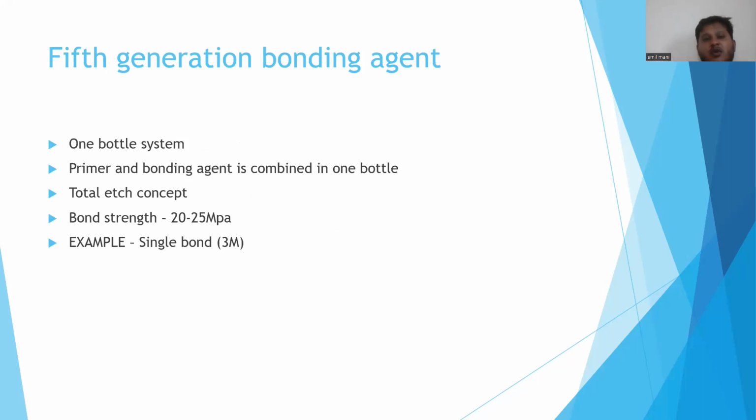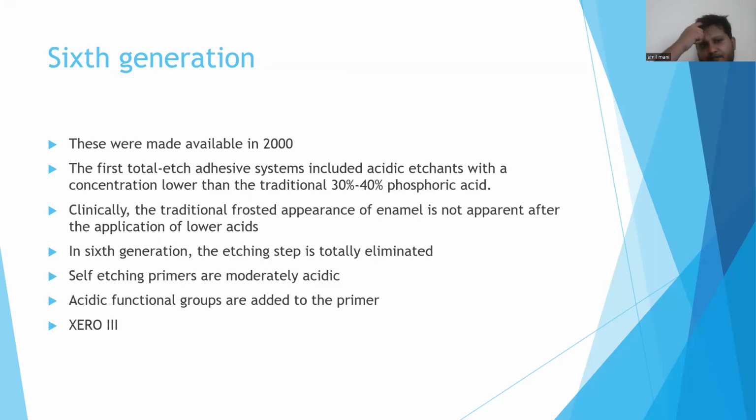In the fifth generation bonding agent, they used a one-bottle system. Primer and bonding agent are combined in one bottle, with the total etch concept, and the bond strength is 20 to 25 megapascal.